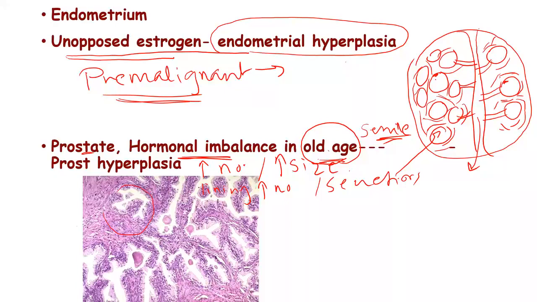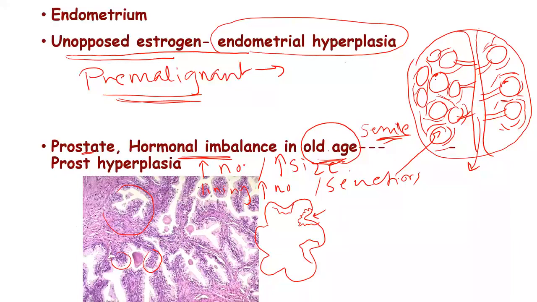This is the picture of the microscopic slide of a prostatic hyperplasia. Look at the glands. Here are the prostatic acini. These prostatic acini are increased in number. They are enlarged and they are irregular. They have this flower shape. They look like flowers. And look at the lining.